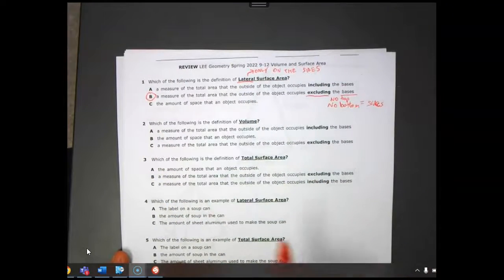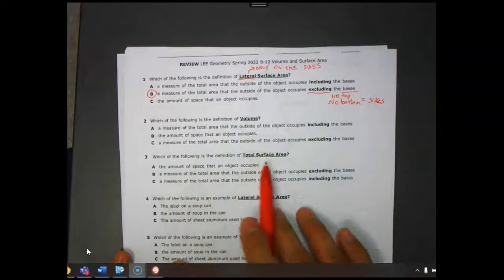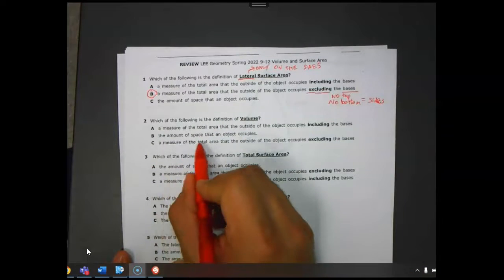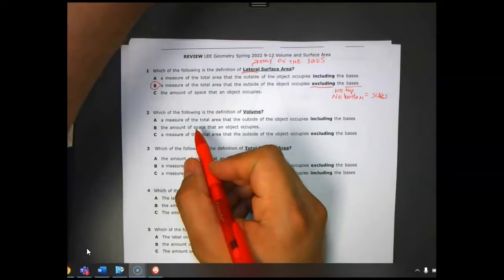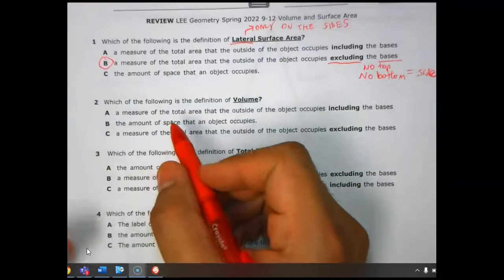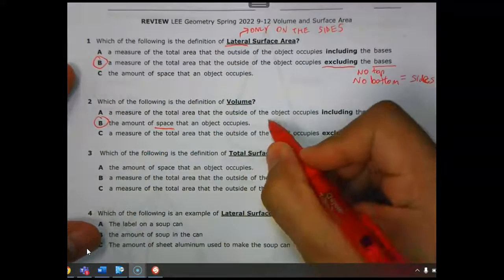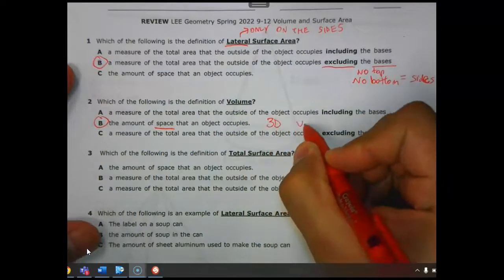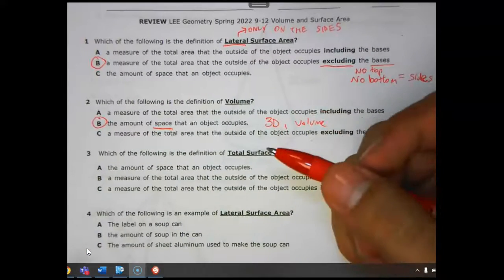Okay? Which of the following is the volume? Again, it's the same answer choices, but it's the amount of space that an object occupies. So again, space. We think of the word space. That's 3D space. That's volume.